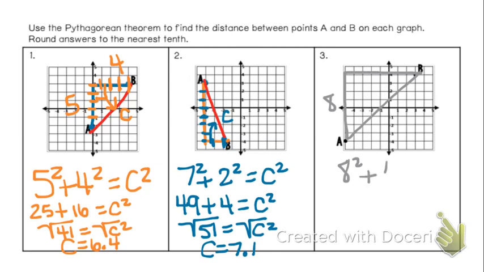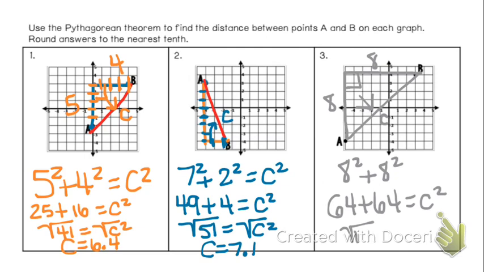And B is also 8 squared. So we put 8 right here. So we're looking for C. Okay, so 8 squared plus 8 squared. So 8 squared is 64, plus 64 equals C squared. 64 plus 64 gives me 128.